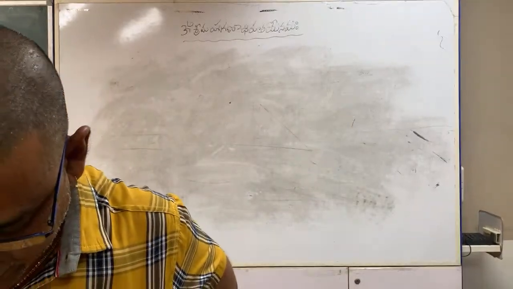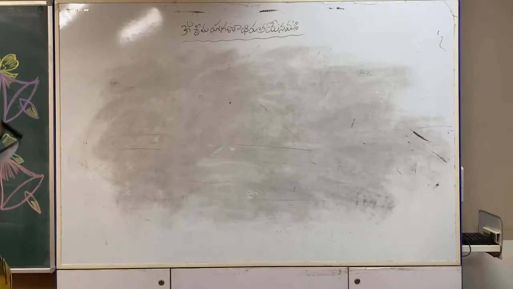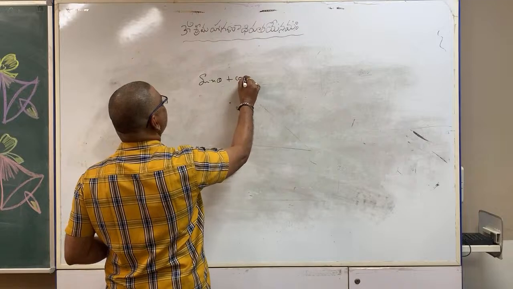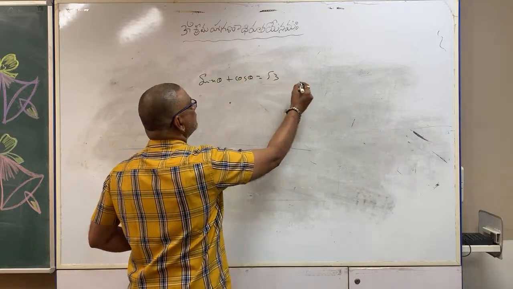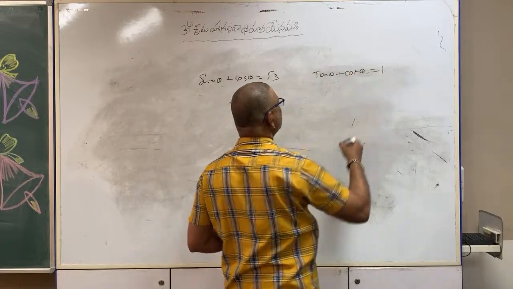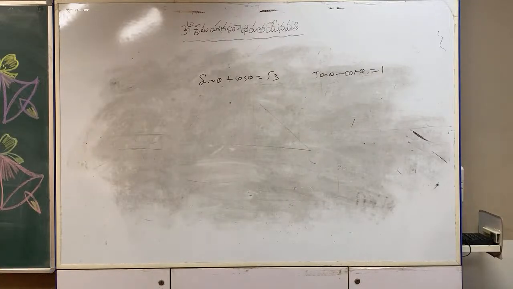Sin theta plus cos theta is root 3. Then prove that tan theta plus cot theta is 1. We need to prove tan theta plus cot theta is 1. Now how to do it fast?